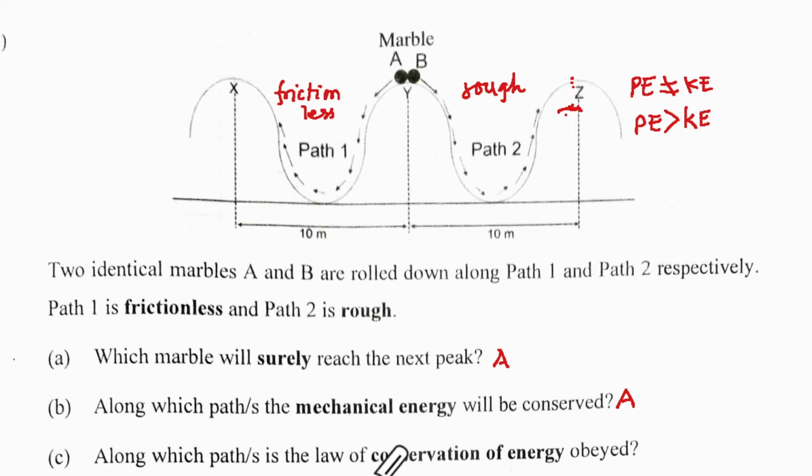Along which path or paths is the law of conservation of energy obeyed? Now, conservation of energy means every form of energy. So, in path A, potential energy becomes equal to kinetic energy and kinetic into potential energy. But in B, the potential energy is getting converted into kinetic energy plus heat and sound, and the same happens here: kinetic energy becomes equal to potential energy plus heat and sound. So, it will be A and B. In both cases, it will be possible.